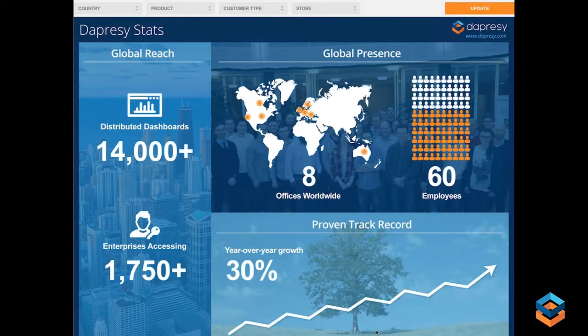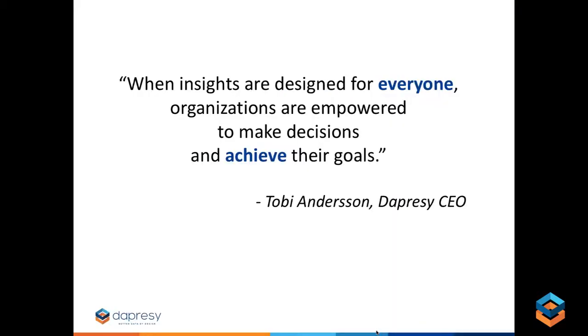And just to set the stage, we are Dappercy. Dappercy is a global provider of visual data reporting software. And we are very focused on the market research data and all the fun we have to deal with market research data. We've distributed over 14,000 dashboards globally to over 1,700 enterprises, and we have a global presence with 8 offices and 60 employees. We're very fortunate to have year-over-year growth of 30% as well.